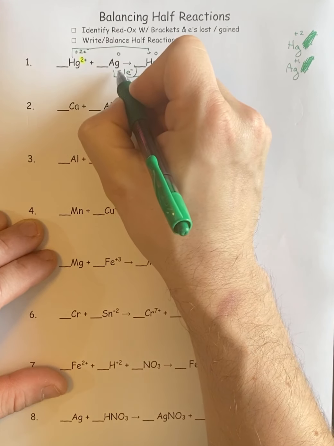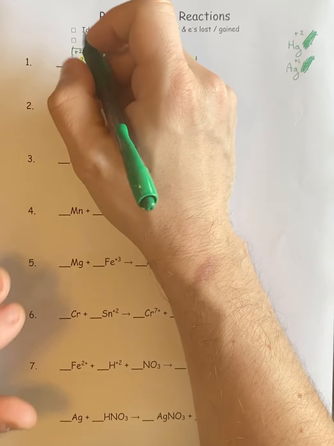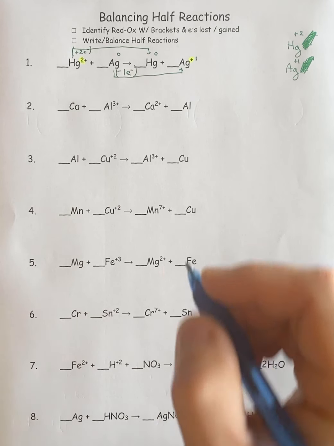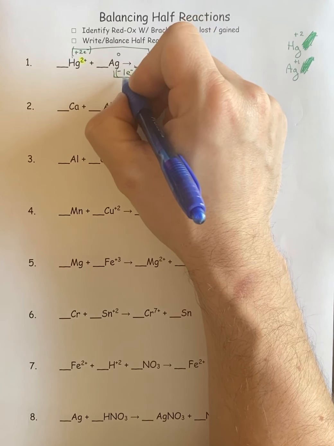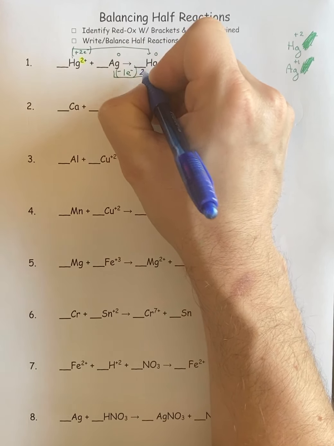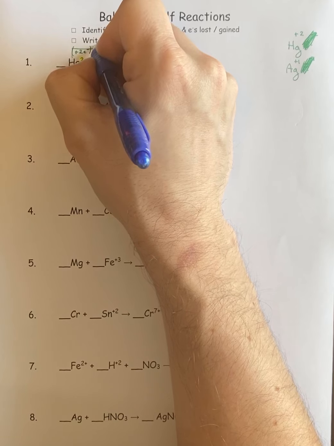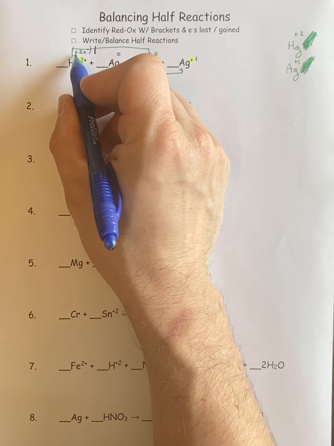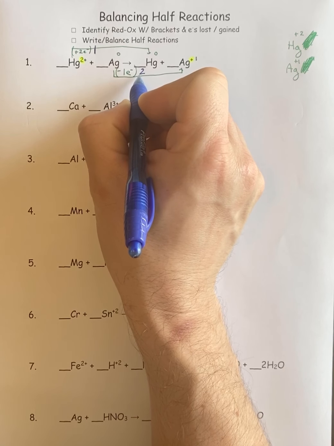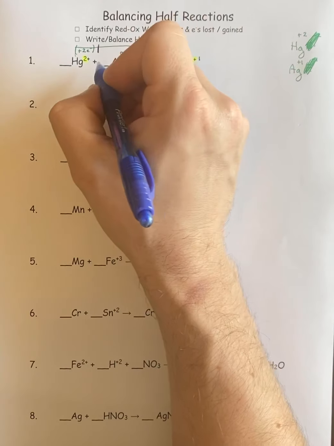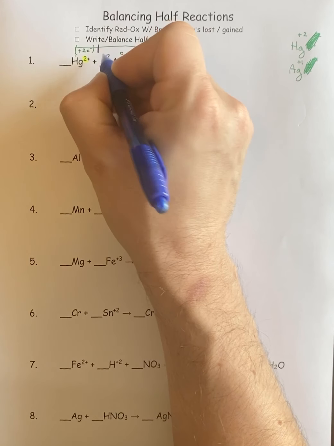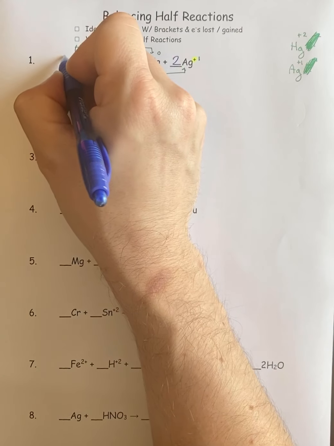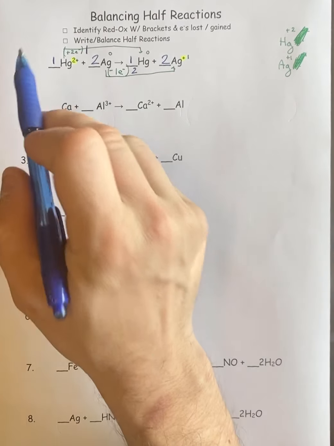So now, how do I balance the fact that one gained 2 and the other only lost 1? I need to make my loss and gain be equal. Well, I use multipliers. If I multiply the Hg by 1, I'm still going to have gain 2, but if I multiply the Ag by 2, I'm going to have lose 2. So here's what happens. The 2's go here, and you can leave the 1's blank, or you can write the 1's in. And so balanced would be 1, 2, 1, 2.